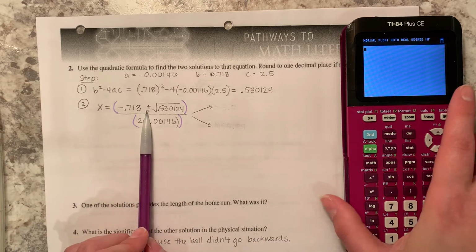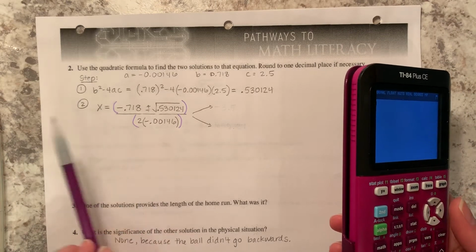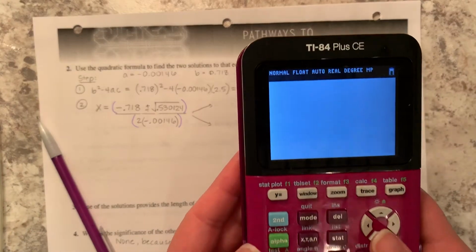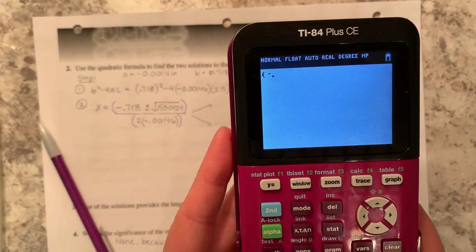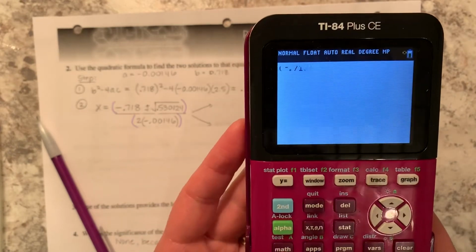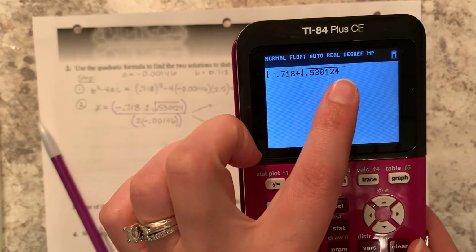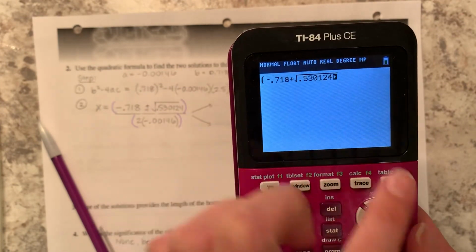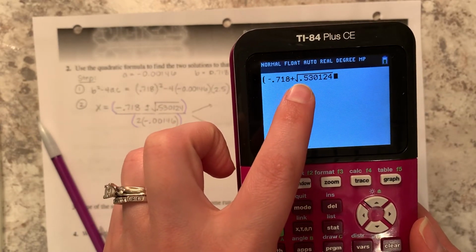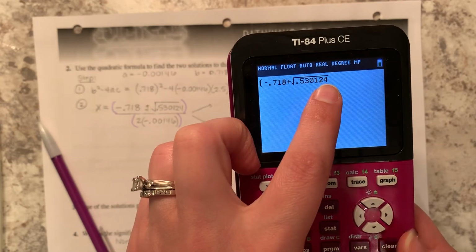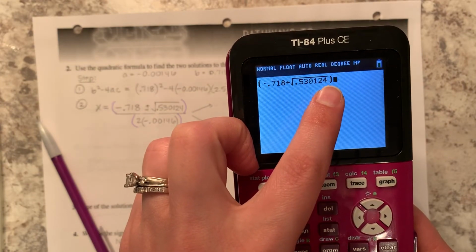Now, when I go to put this in the calculator, you cannot do plus or minus at the same time. So you're going to have to do it once with plus, and then go back and change the plus to a minus. So I'm going to lift my calculator here so that it's in focus. Start by opening the parentheses. Negative 0.718 plus the square root of 0.530124. If you have one of those calculators that stays in the square root, make sure you press your right arrow key to get out of the square root. If you have a calculator that opens a parenthesis for you in the square root, make sure you close it now, but then also close the one that we started. So if you have one of those calculators, you'll have two parentheses here at the end.